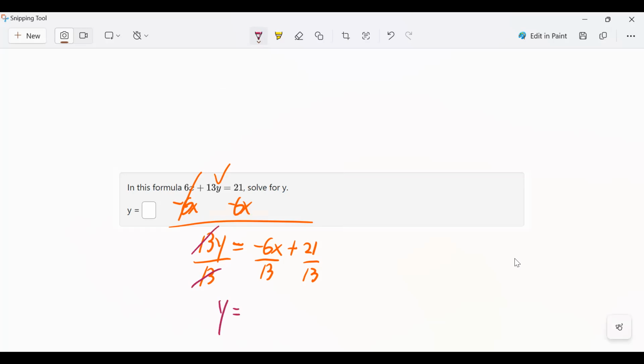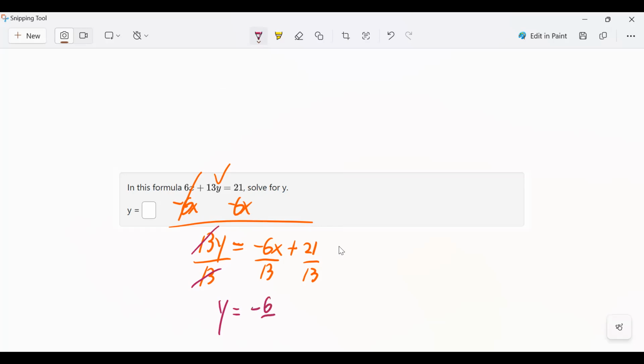Excuse me. Yes. So the 6x turns negative? Yes, it's minus 6x. See? Oh, okay. I'll just carry over that and carry over 21. Right? Okay. Any other question?